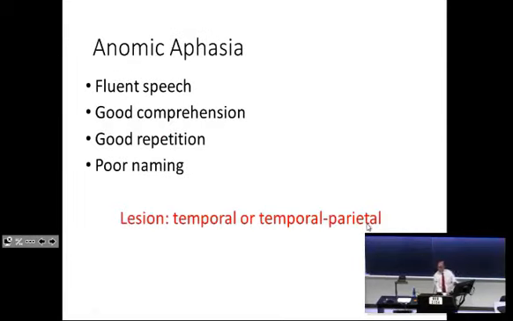The last aphasia, we're running a little late because this talk really does finish at 11, but we had some difficulties. The anomic aphasia, that's aphasia where the only thing that's wrong is the person cannot name. Okay? They're fluent, they can repeat, but they cannot name. And the lesion is in the temporal or temporal-parietal area. Here's the video of that.